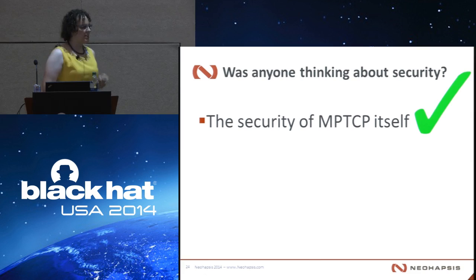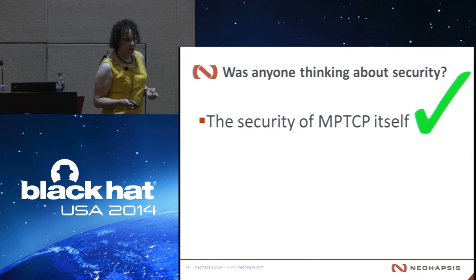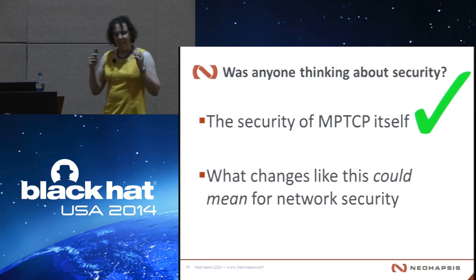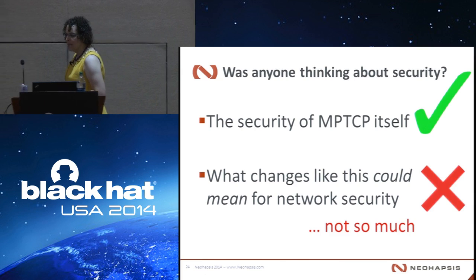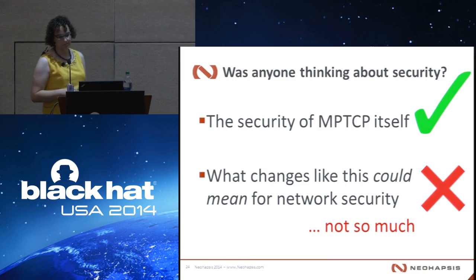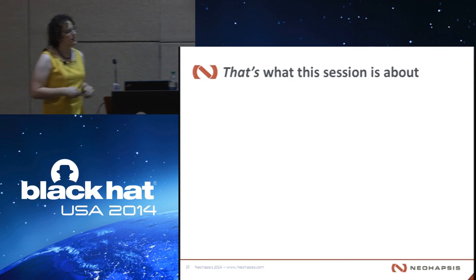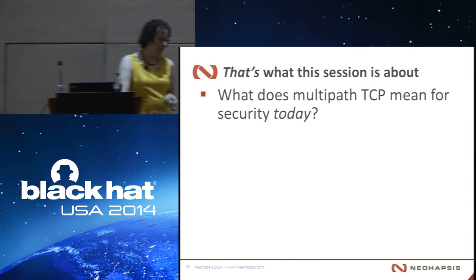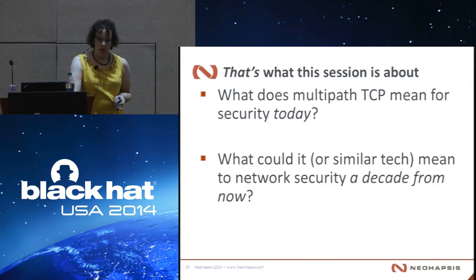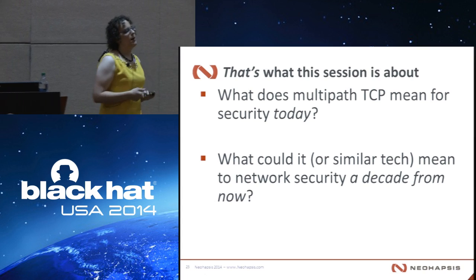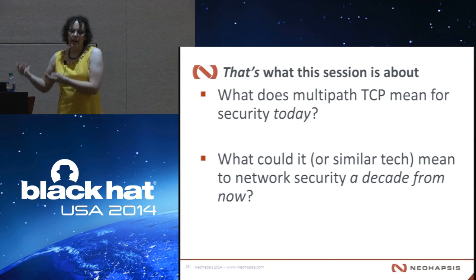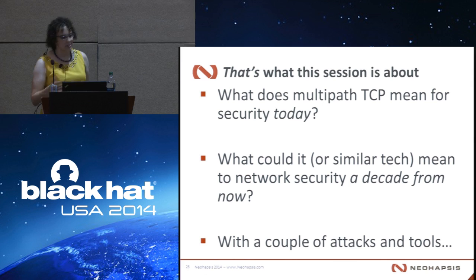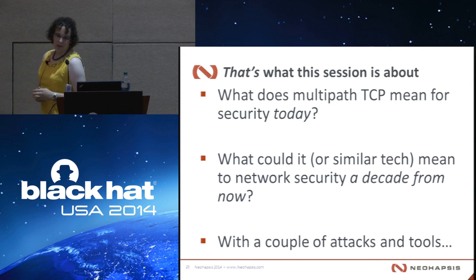But because it's so fundamentally different in what it does and how it works, it means a lot of other implications come along. And this can mean huge things for network security that no one was talking about. And that's what this session is about. What does MultiPath TCP mean for security today? And what could either this or some other similar multipath networking technology mean a decade from now if it's rolled out widely? And being Black Hat, a couple of attacks, tools, because we've got to make it concrete.